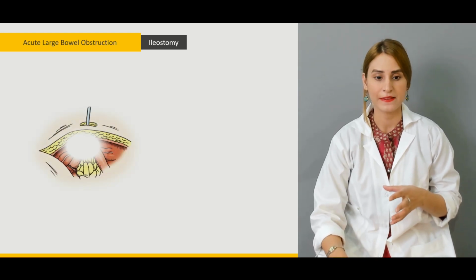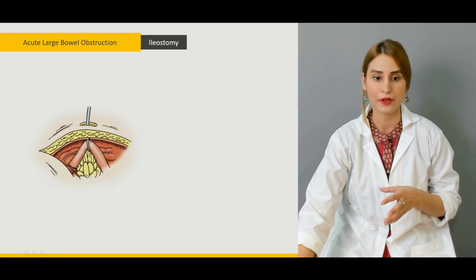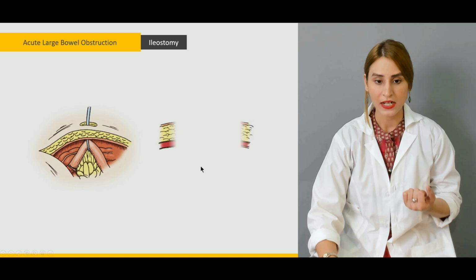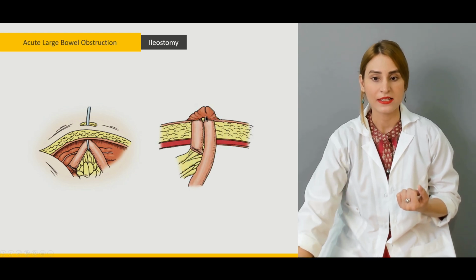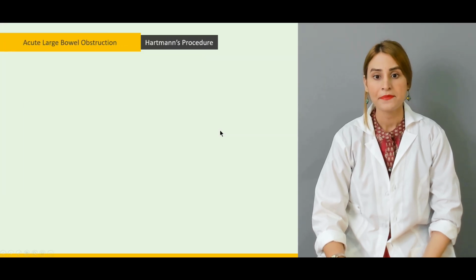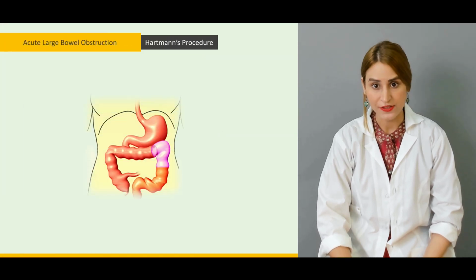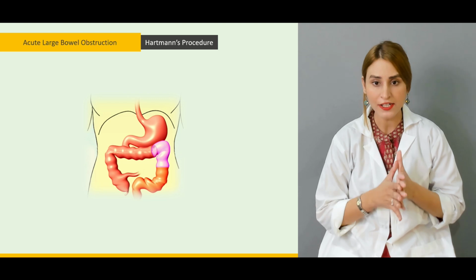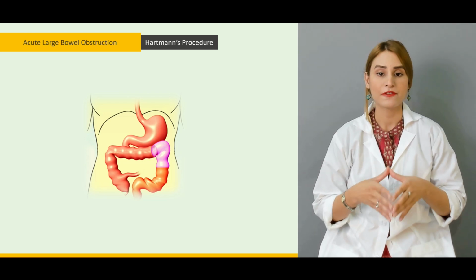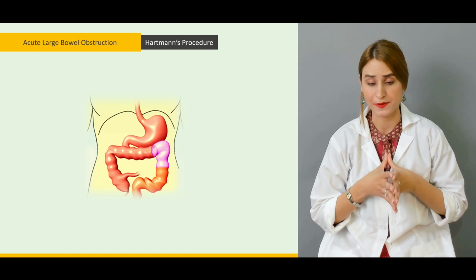You can see here in the picture, this is the loop of the intestine which is being held, and then this is brought out, and the ileostomy bag is created. There are two procedures. One is the Hartmann procedure, and the other is Paul-Mikulicz's procedure. But first, let's just talk about the Hartmann procedure.